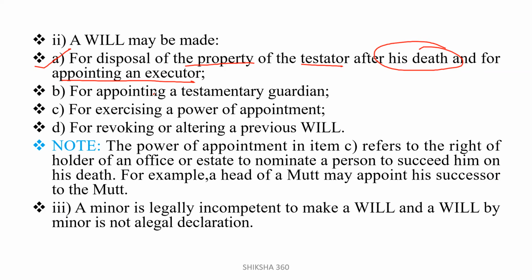So the power of appointment in item three refers to the right of a holder of an office or estate to nominate a person to succeed him on his death. That is for exercising a power of appointment, like when the person dies, my authority is to be given to this person. For example, a head of a mutt may appoint his successor to the mutt. Like in any organization or any sabha, this person will be the next authority. This also comes under will, that is for exercising a power of appointment. Hope you are now able to understand the point.